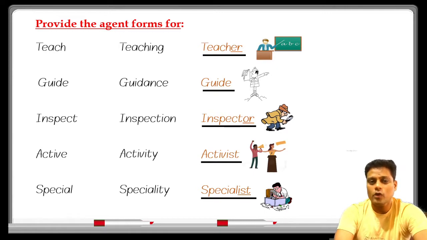Inspect, normal noun form is inspection. The one who does it is an inspector. Active, activist. Special, the normal noun form is speciality. One who does it is a specialist.